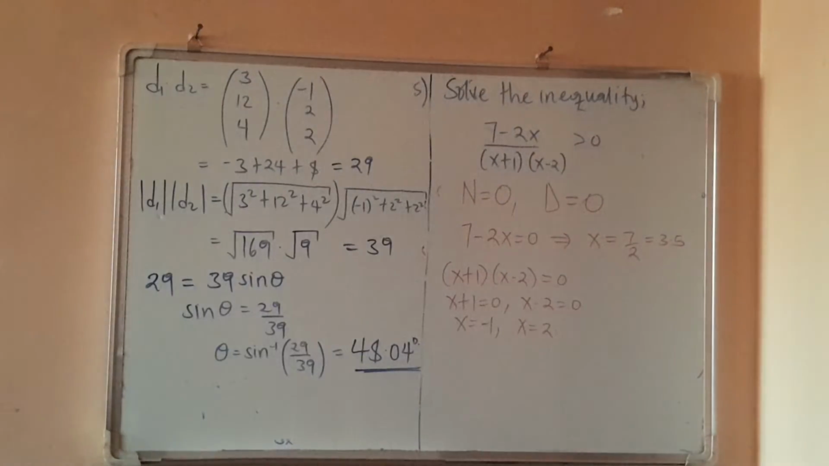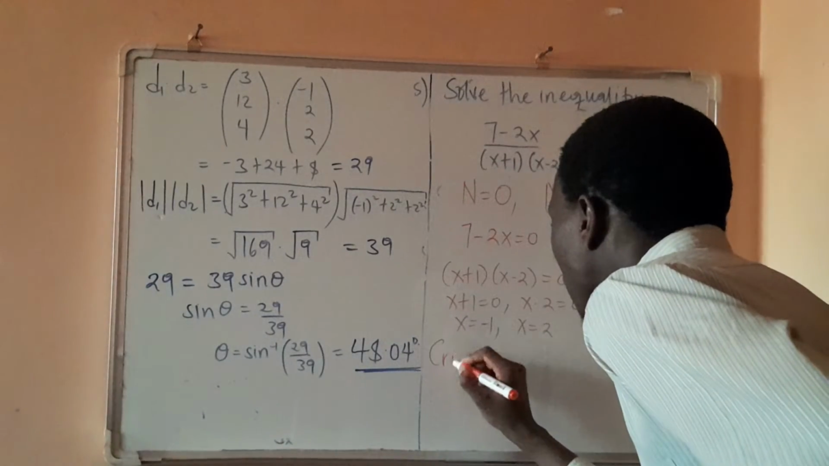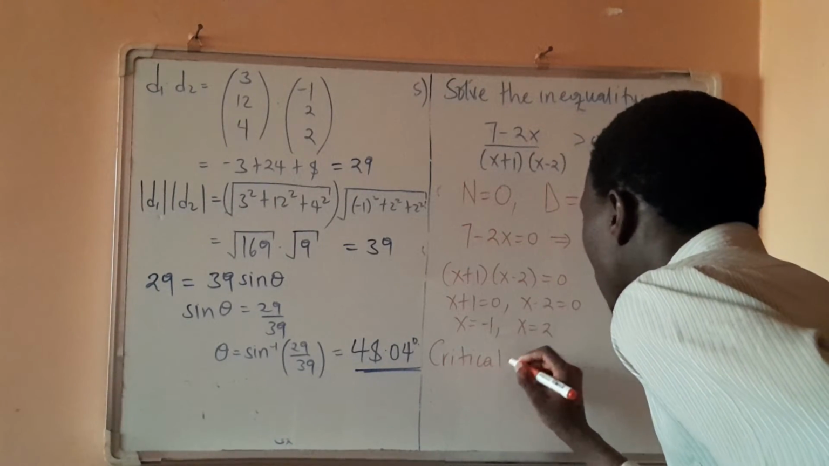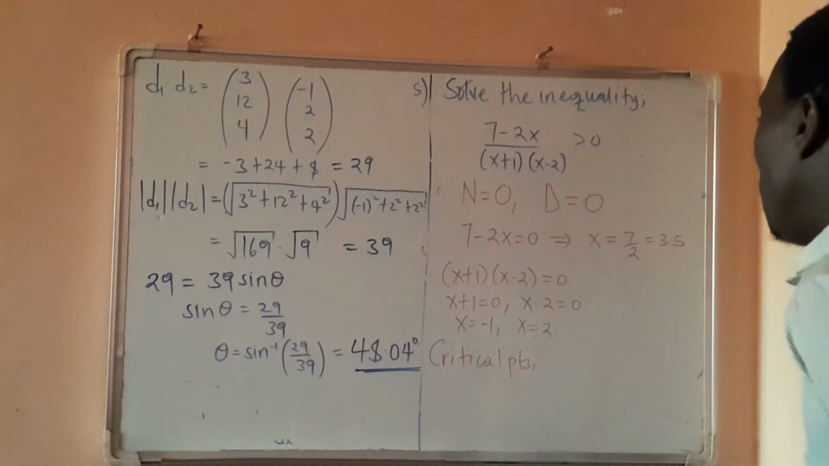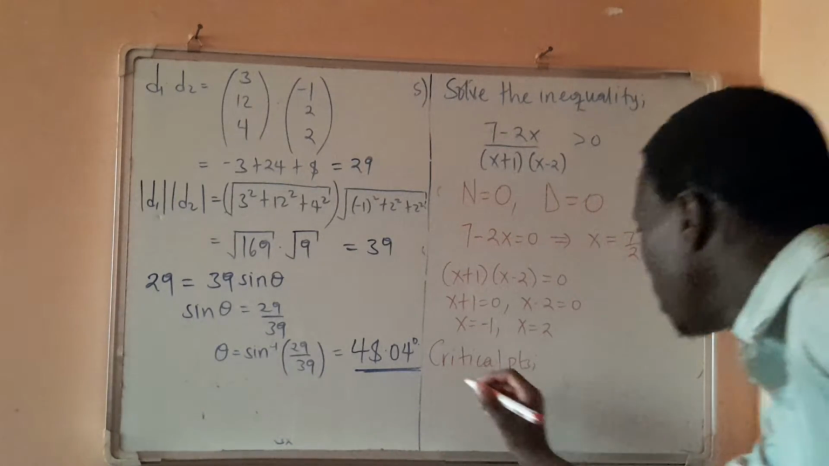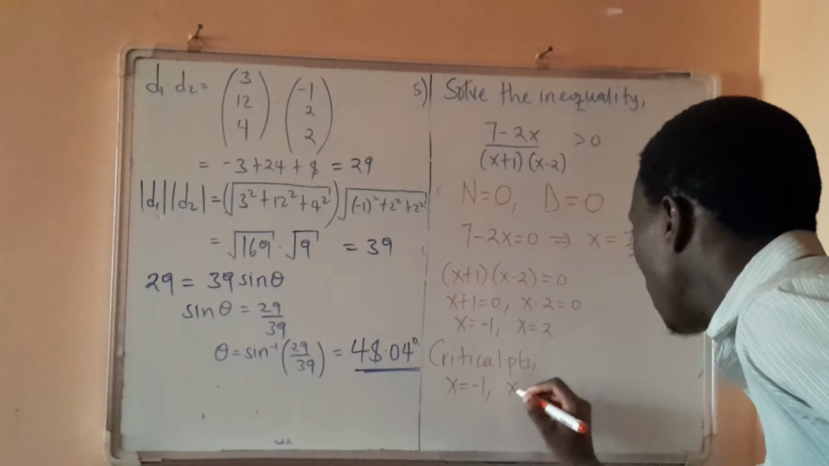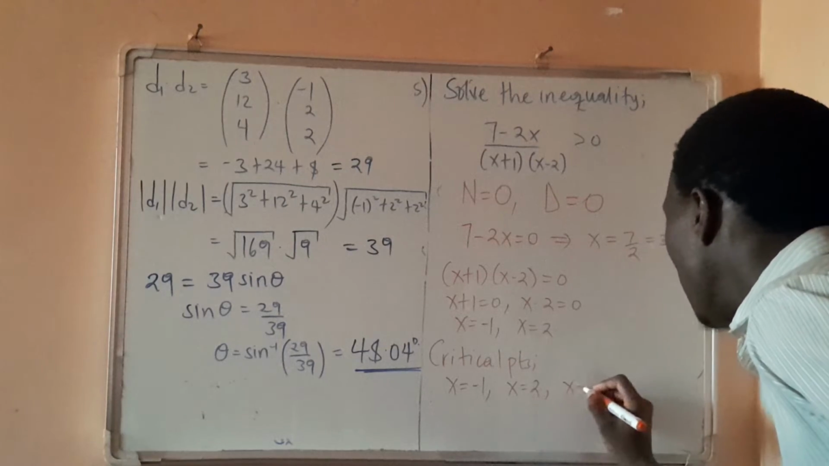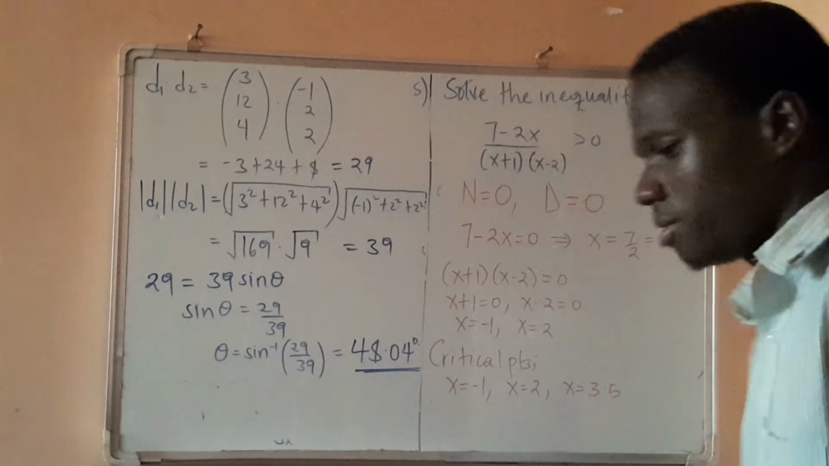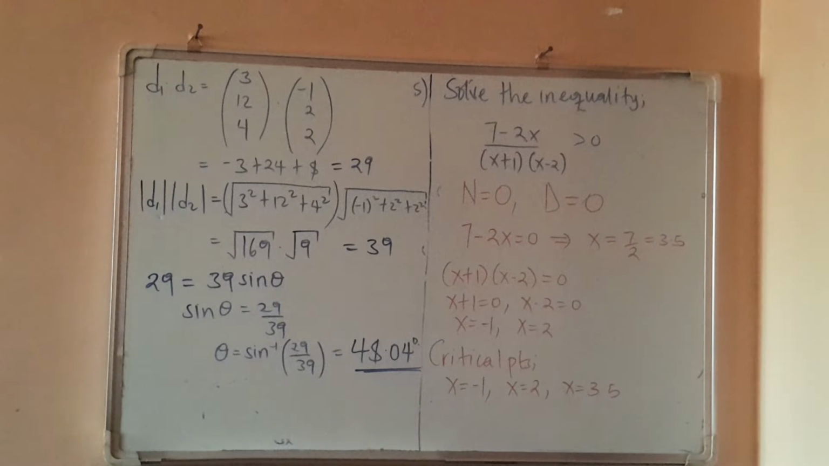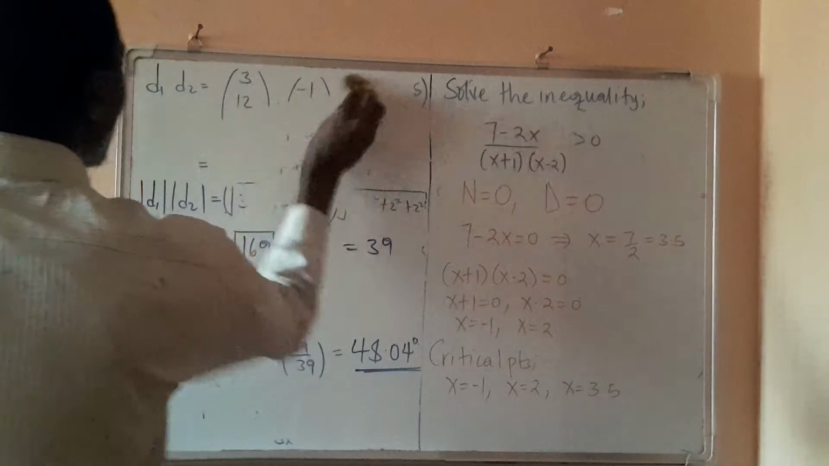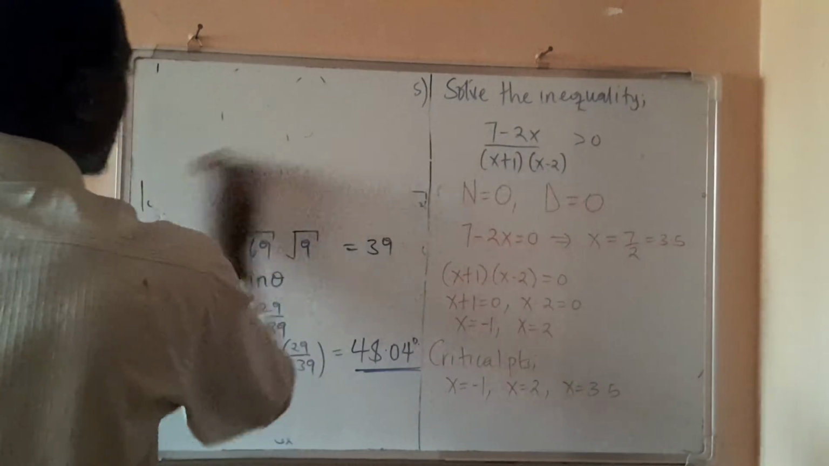So the critical points are, if I start with the smallest value, x equals -1, followed by x equals 2, then x equals 3.5. Those are my critical points.